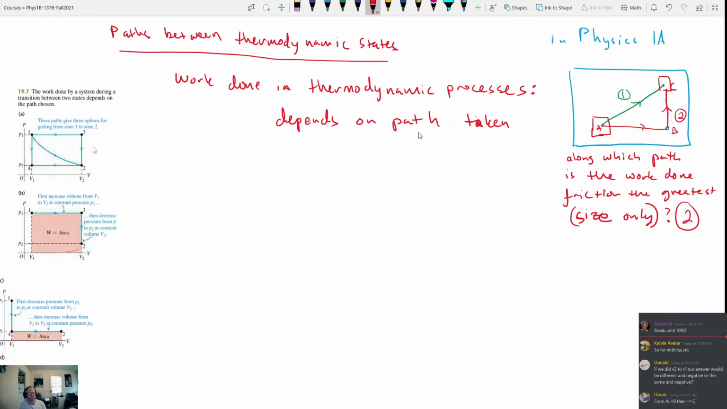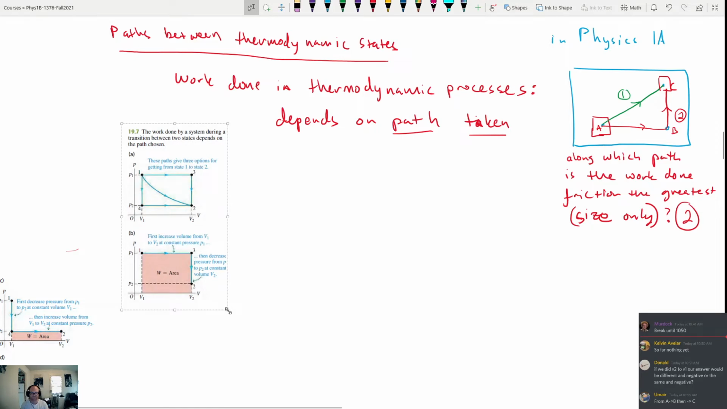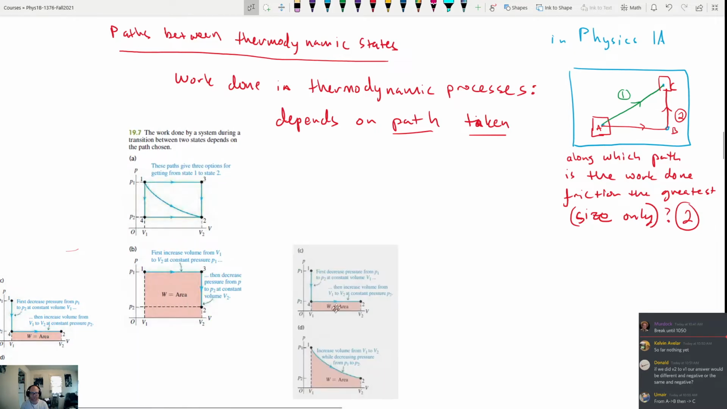So coming back to thermodynamic systems, the work done also depends on the path taken. But the path in this case is not going to be the path in actual space. It's going to be the path on a PV diagram, okay, where you plot pressure versus volume and you talk about going through different states. So here's an example of that right here, okay? There's really multiple examples.